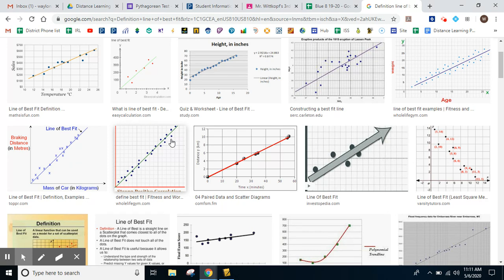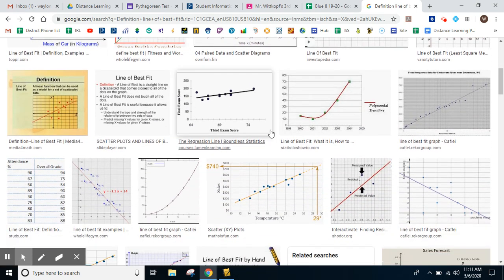Other than that, I'm just going to scroll through and talk a bit. You can see these don't have to be linear. Everything we're going to be dealing with this year will be linear, but next year in algebra, you will start to look at a couple different types. Just to give you a quick heads up.